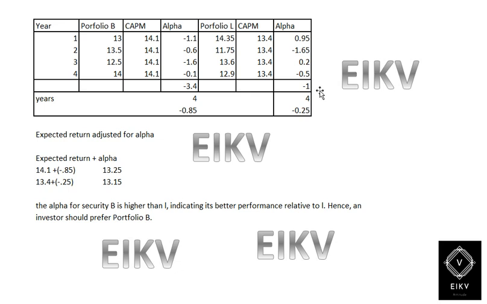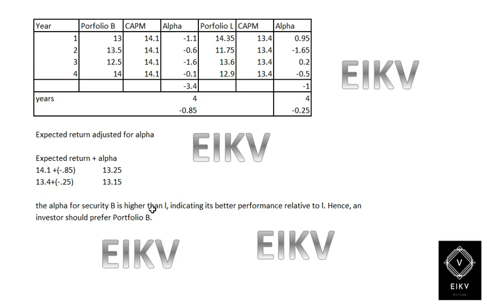When we take the total, it would be negative 1, and we have 4 years, so it is converted into a per year basis. It would be negative 1 divided by 4, which is negative 0.25. Now the expected return adjustment for alpha factor would be expected return plus alpha factor, which is 14.1 plus negative 0.85 and 13.4 plus negative 0.25, which gives you 13.25 and 13.15.